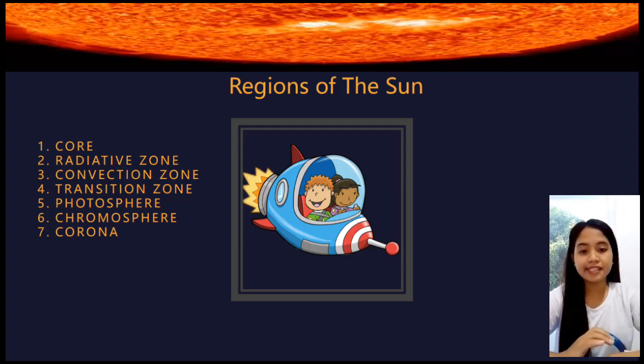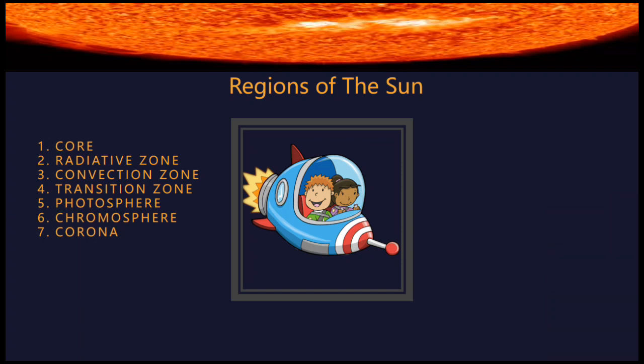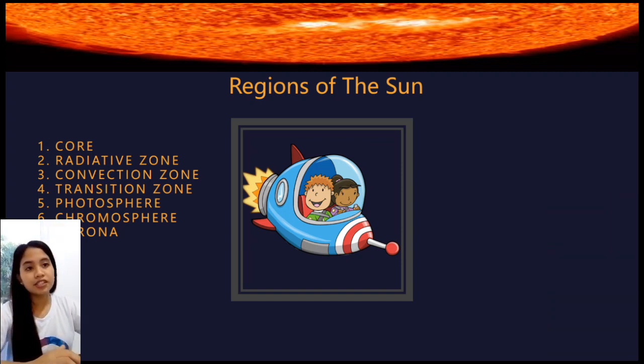And now, let us discuss the regions of the sun. First one is the core, second one is the radiative zone, next one is the convection zone, transition zone, photosphere, chromosphere, and the corona. The first layer is core.